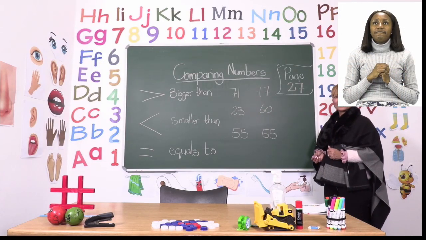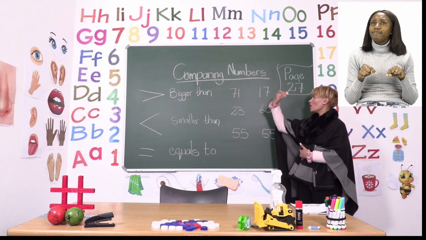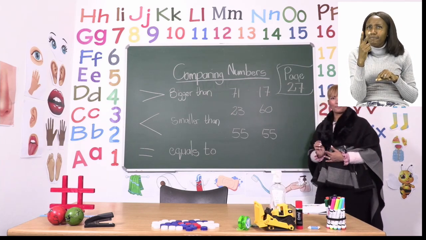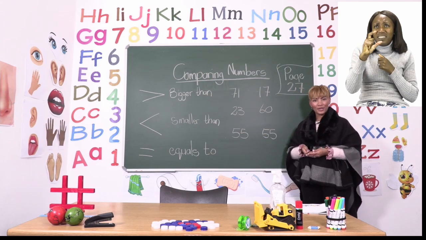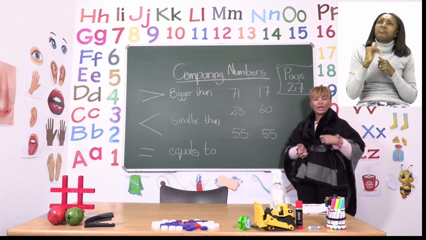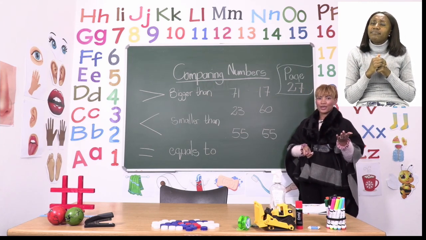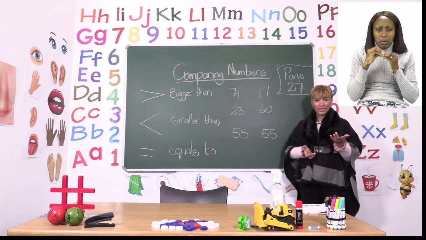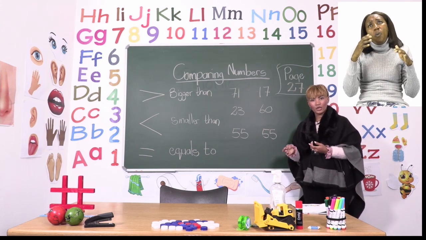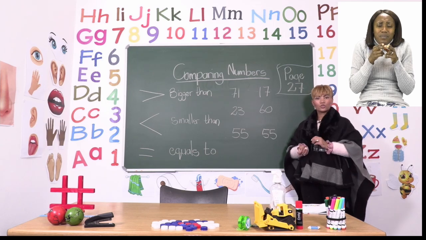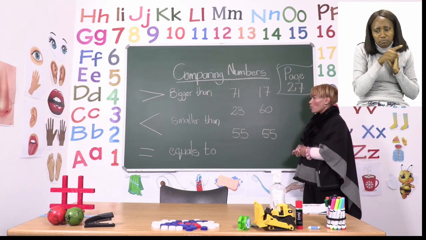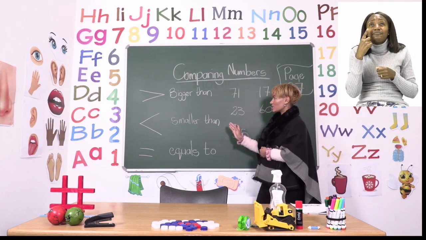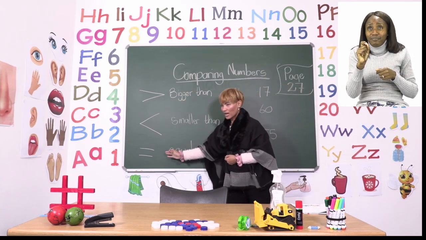In our next lesson, we are going to look at comparing numbers. Now, grade 2s, if you compare numbers, you look at which number is either bigger than, smaller than, or equals to the next number. On the board, you will see I have written down these signs.